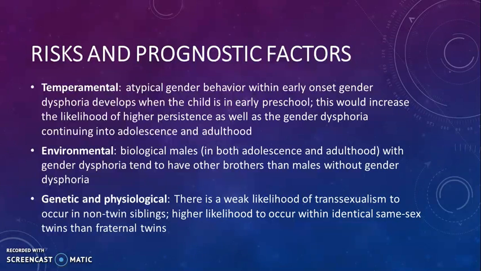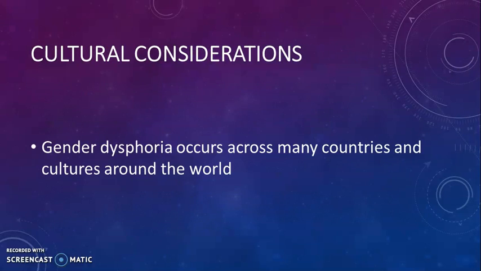So some risks and prognostic factors include temperamental factors, environmental factors, and genetic and physiological factors. The definitions are on the screen to save time. Cultural considerations. So gender dysphoria occurs across many countries and cultures around the world. It is not limited to one specific country or culture.